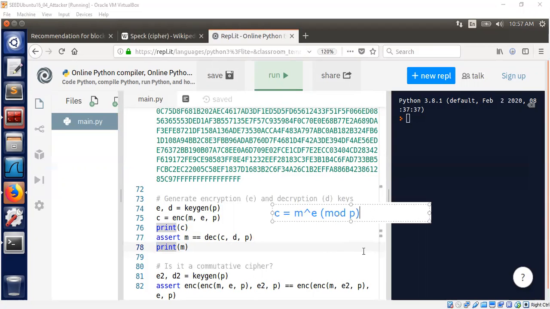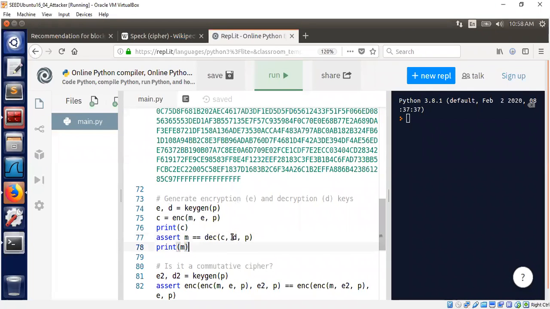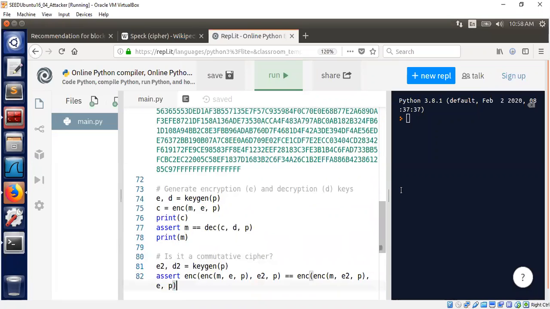Having said that, now let's move on to the commutative property of this cipher. This cipher has an interesting commutative property, which I'm going to touch upon in a couple more videos in this series as I move into somewhat of a foundation of homomorphic encryption schemes. So what is a commutative cipher? The idea is that if you have two different keys, say E and E2, it doesn't matter in which order the message was encrypted, you get the same ciphertext.